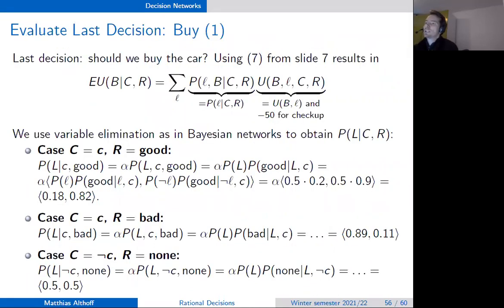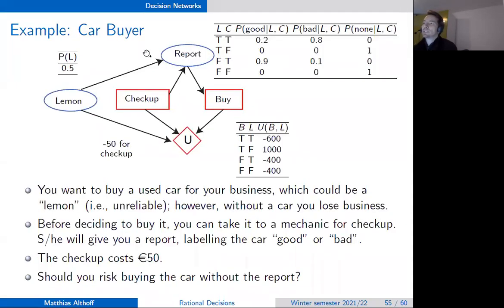Okay, so now we go from the last decision to the first decision, and we have only 2 decisions: to make a checkup or not, and to buy the car or not. And there could also be an arrow from checkup to buy. Why don't we have an arrow here? Who remembers? If you like, you can write it in the chat. Yeah, we have this no forgetting rule, exactly. So this is not a fundamental information link.